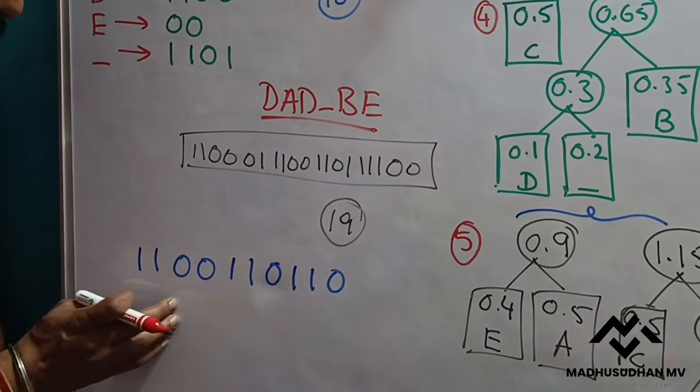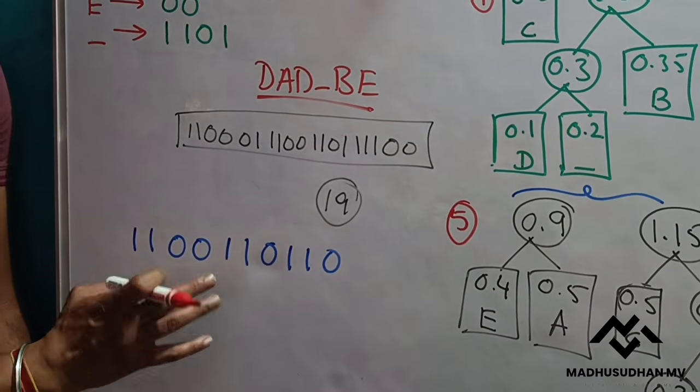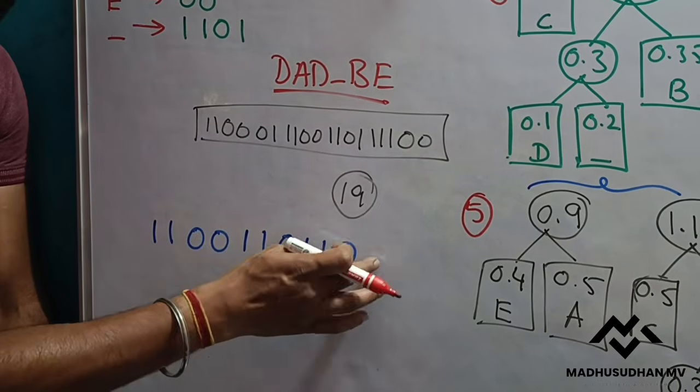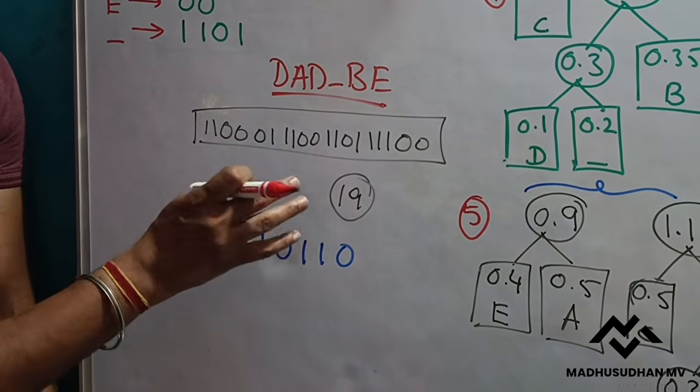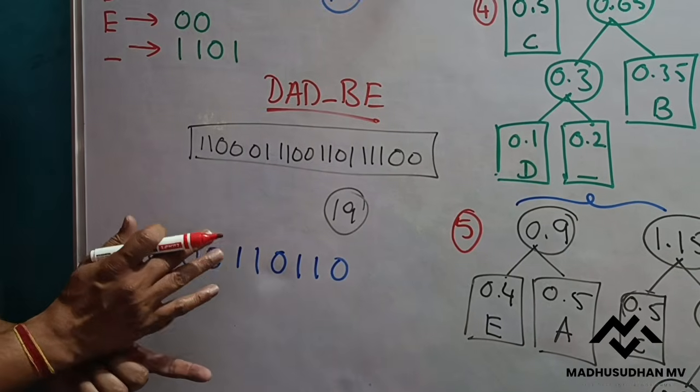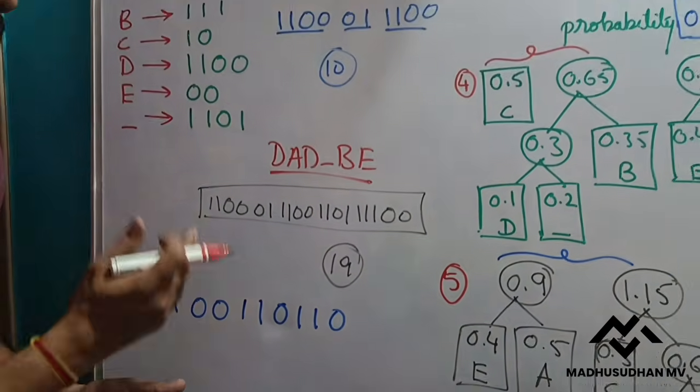Now assume this is the encoded text they have given. This is already compressed, and now I have to decompress it. That means this is the bit sequence I have received, the encoded text, and I need to decode it, that is, convert it into text with these characters. How to decode it?